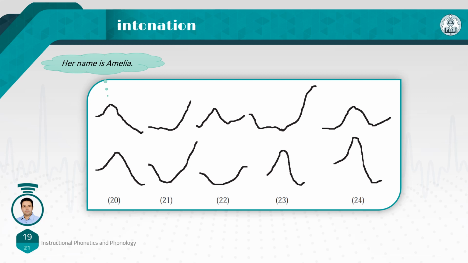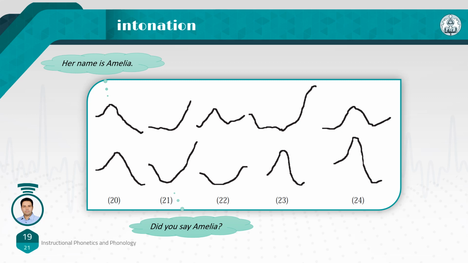Now, listen to number 21. Amelia. Here, number 21 is the question, equivalent to, did you say Amelia? Did you say Amelia? What about number 22? Number 22 is the form with the continuation rise, which might be used when addressing Amelia, indicating that it is her turn, for example, to speak.